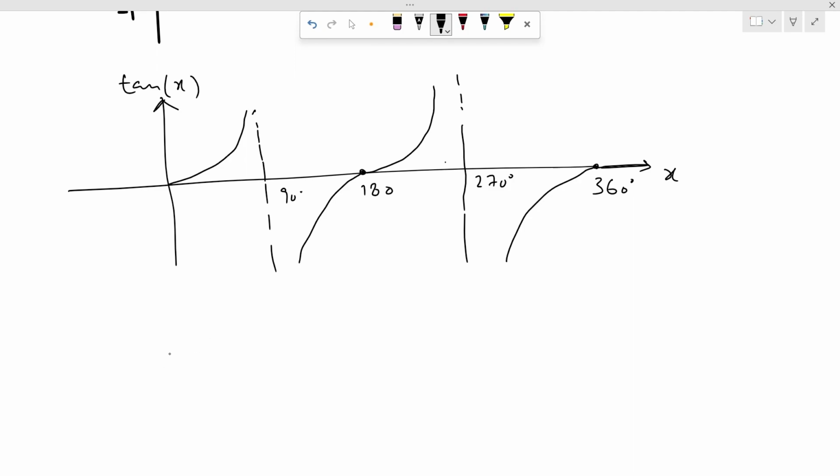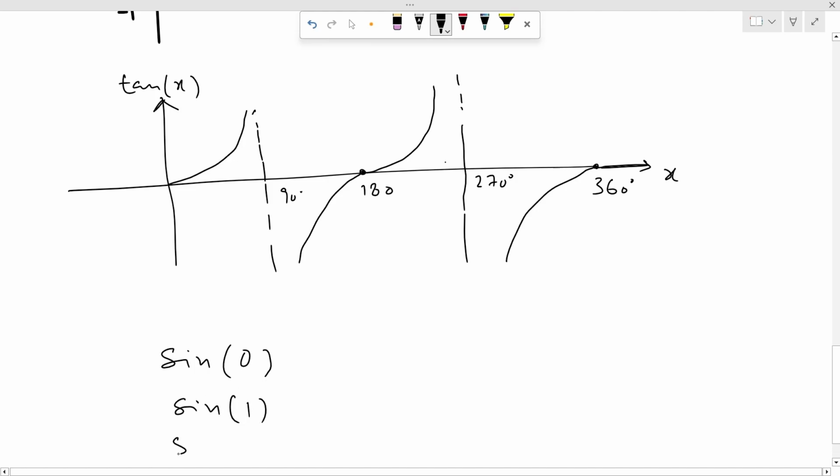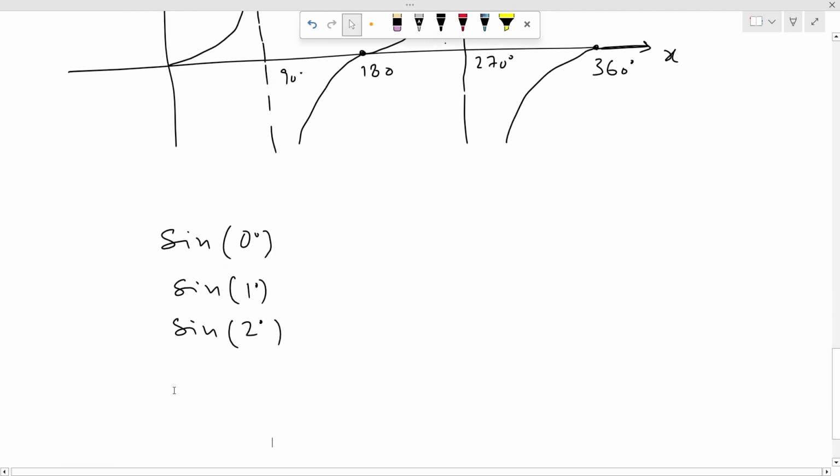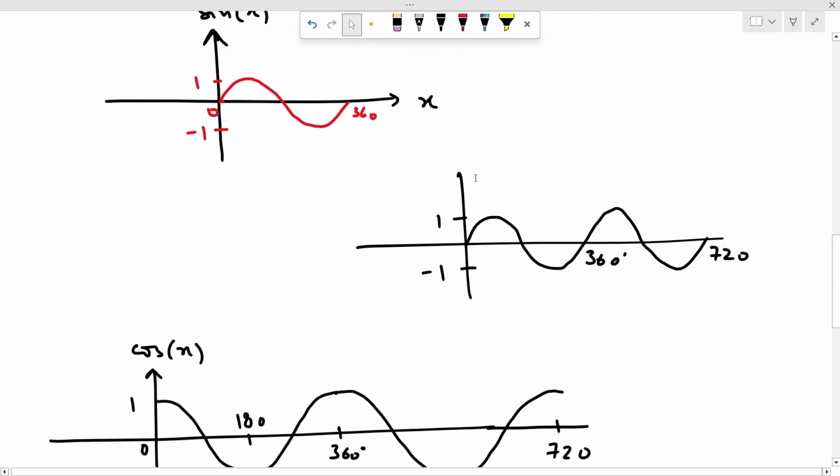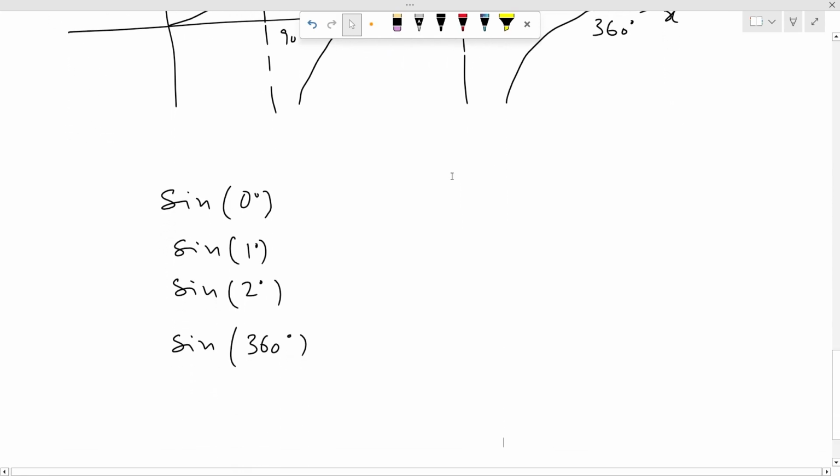Well, if we plug in the value 0, then 1, then 2, and so on and so forth, all the way till 360 degrees, and then we plot these points together and join them with a continuous line, we will have values, and those values will look similar to the pattern that we have drawn here for the sinusoidal or the sine function. While the cosine and the tan are also similar.